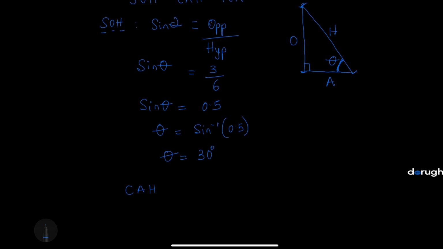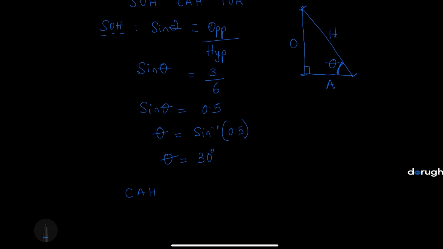If we move on to CAH, just as we have labeled here with our triangle, CAH would be that cos theta equals the adjacent, which is our A, divided by the hypotenuse. Alright, so we use CAH when we have the adjacent and the hypotenuse, and we're trying to find this angle theta. Right, that's when we use CAH.